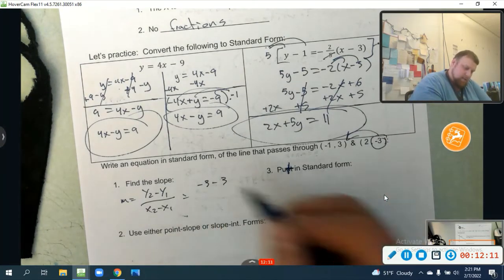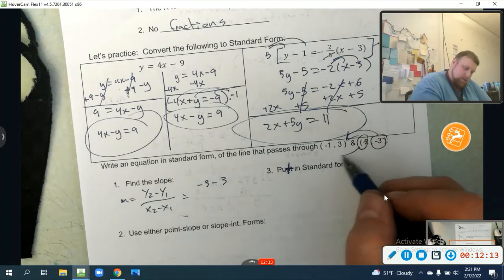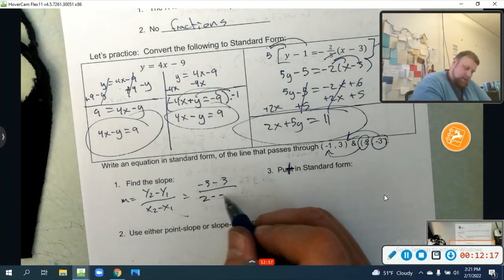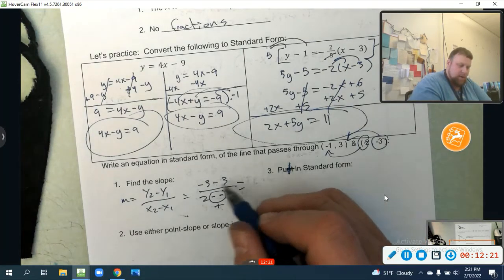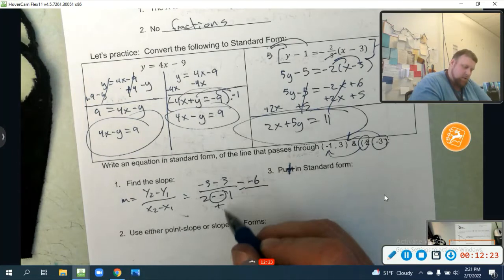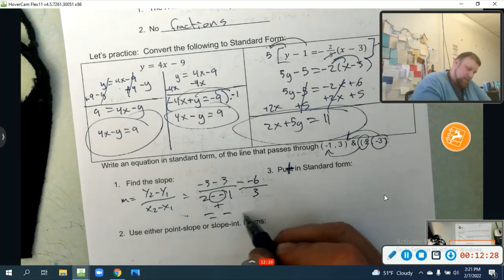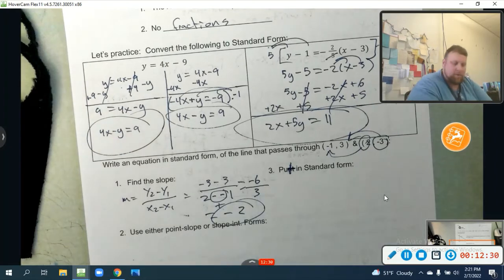Negative 3 minus 3, and 2 minus a negative 1, all over my x's: 2 minus negative 1, which becomes a plus. So I end up with negative 3 minus 3 is negative 6, all over 2 plus 1, which is 3. What does that equal? That equals negative 2. All right, so now we have our slope is negative 2.